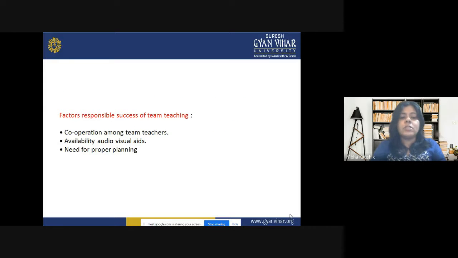Now, factors responsible for success of team teaching. What are the factors that are responsible for making team teaching a successful teaching method? Cooperation among team teachers. This is a must. Means the team teachers must cooperate with each other. Then only a proper planning will be made, and a proper execution of that planning can be made. Availability of audio-visual aids. How many audio-visual aids are available to teach that particular topic? Need for proper planning, means a proper planning should be there when the teachers are teaching with the team teaching method.